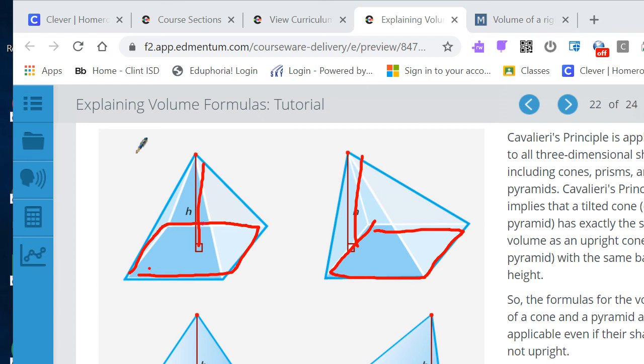The same thing goes for cones. If a right cone has the same radius, this one's important, as this cone that is slanted, and they share the same height, the volume would be the same. Doesn't matter if the cone is slanted or not, as long as they have the same radius for their base and the same height, the volume will be the same. So something to think about. Keep that in mind when you guys are taking your test.